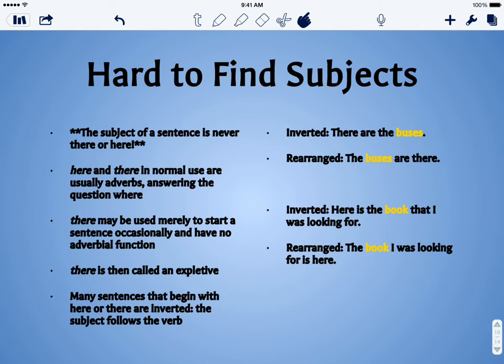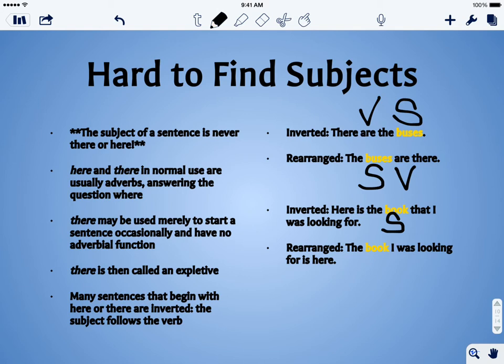So typical sentence order is subject and then verb. So when it's inverted, the verb is going to come before your subject. So you have to rearrange the sentence so that you have subject-verb order form. Here is the book that I was looking for. Book is your subject. Is is your verb.